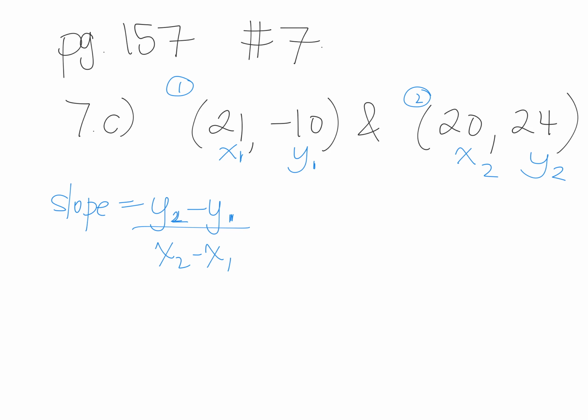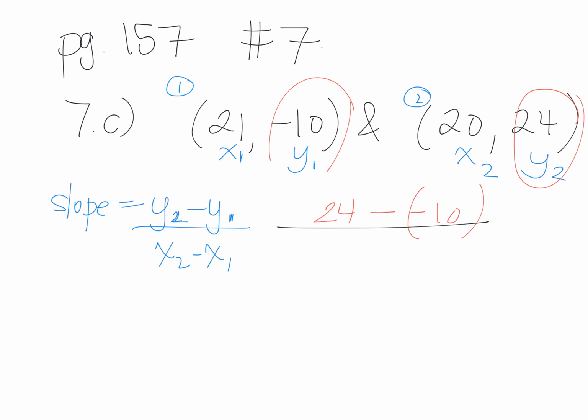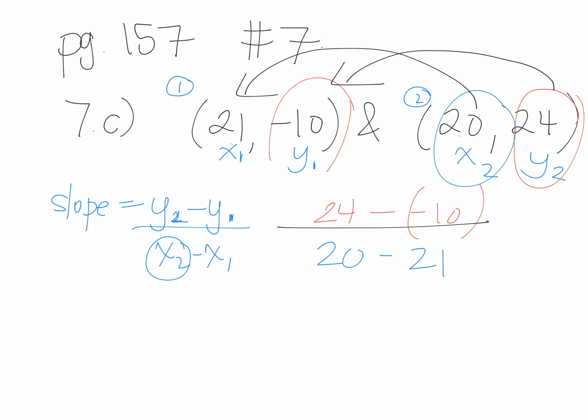What's the difference between y2? What's y2? 24. Take away. What's y1? Over. What's x2? 20 minus. Would it matter if I wrote 21 minus 20? Yes, of course it does. You're taking the second coordinate, x2, take away x1. You cannot reverse the order all of a sudden. If you're going from the second coordinate to the first coordinate, second coordinate, take away the first coordinate. Okay, you're subtracting the values of one coordinate and the other.